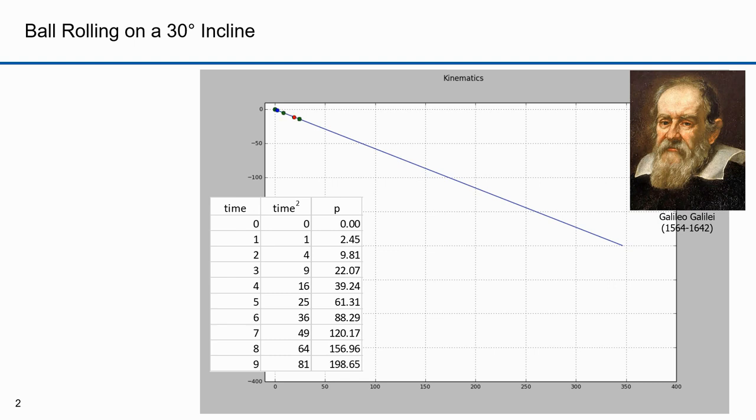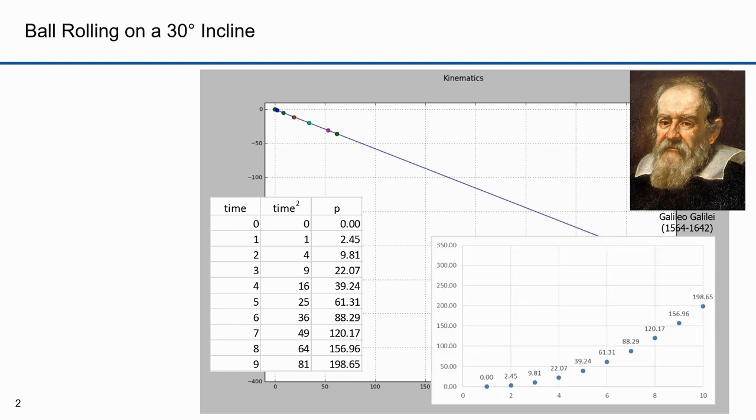Here's the table of distances over time, and here's the points plotted. Notice the way the points curve up. That's typically what an exponential function looks like. Let's write this as an equation that assumes that this is an exponential function.